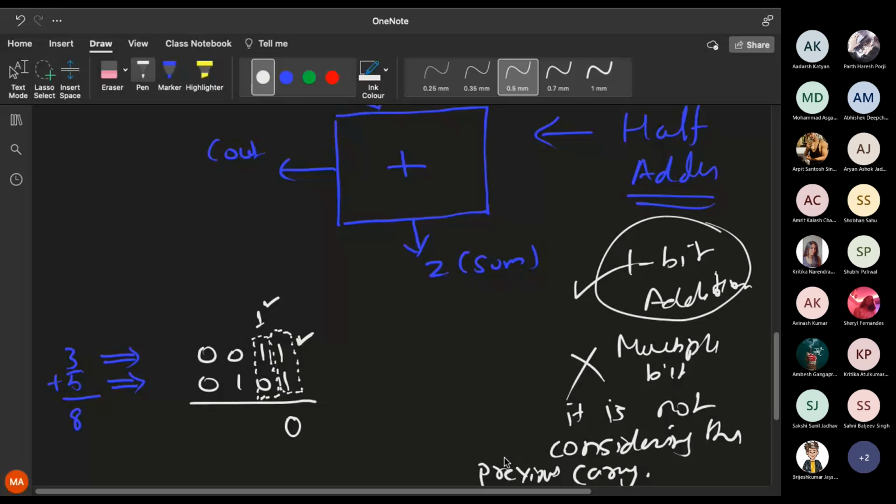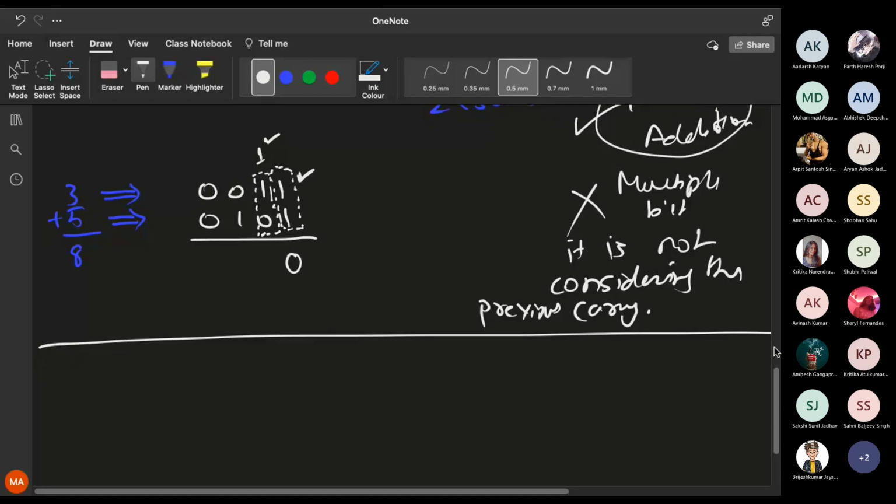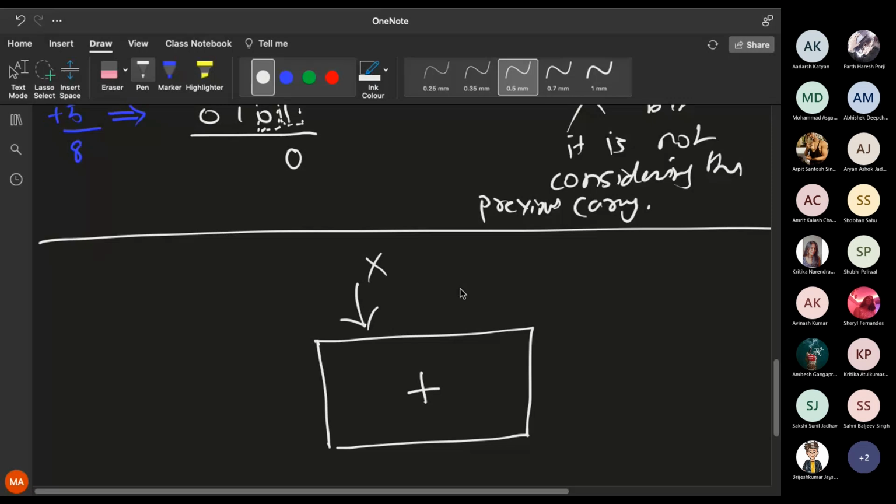So this gave birth to a new type of adder called the full adder, and that is the universally accepted adder. The full adder will look something like this. It is a circuit that takes two inputs, x and y. Along with that it takes a third input called C in, which is nothing but the previous carry, not the current carry. It is the carry of the previous number. Is that clear?